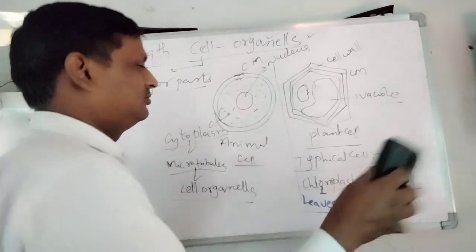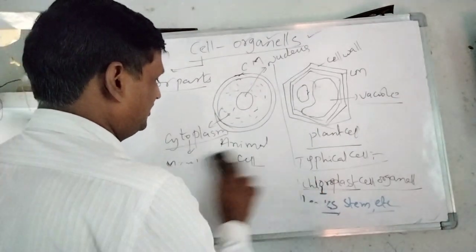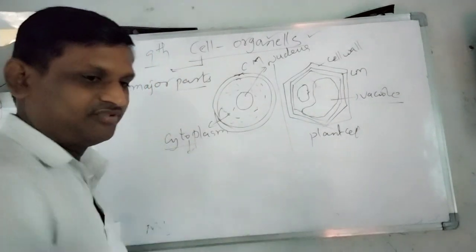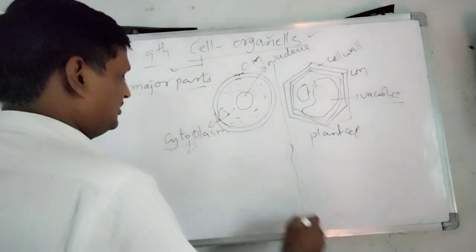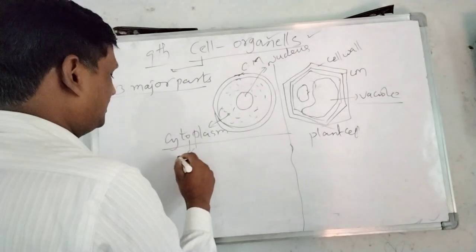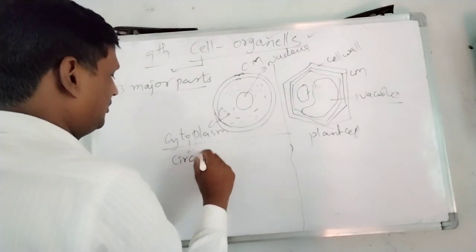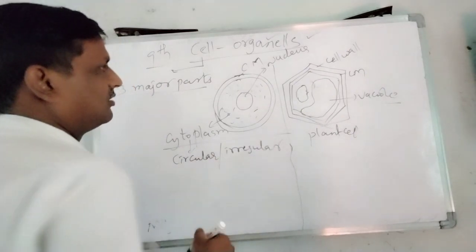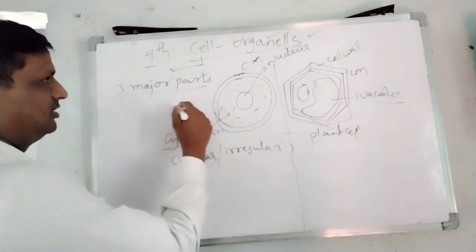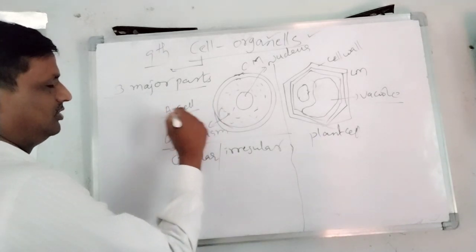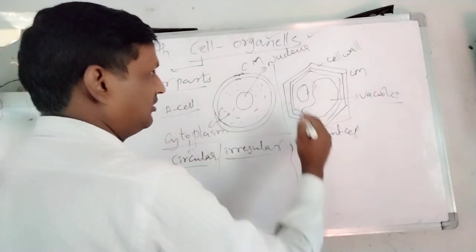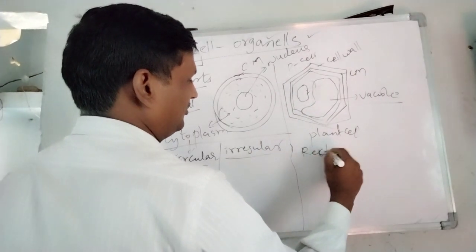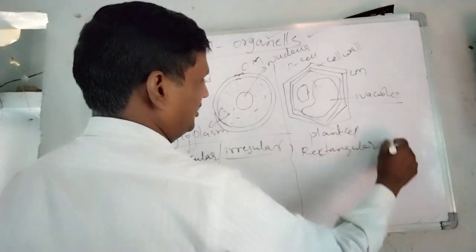And if we look at the differences, then let us see the differences between the plant cell and animal cell. First one, cell shape. In the animal cell, see here, this is the animal cell, the shape of the cell is either circular or irregular, whereas the plant cell is rectangular in shape.